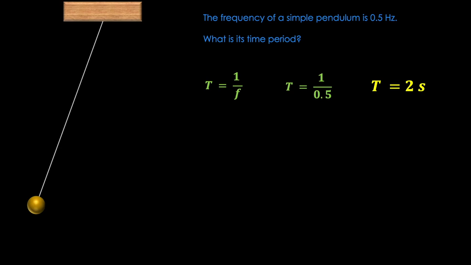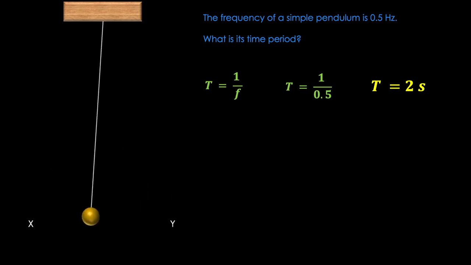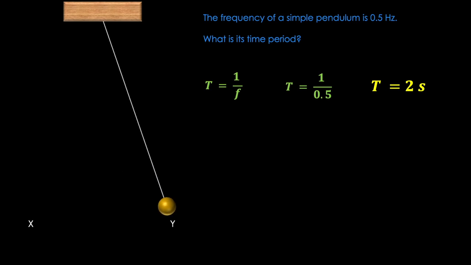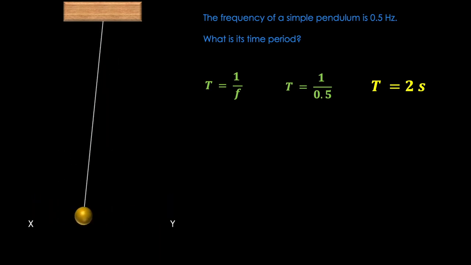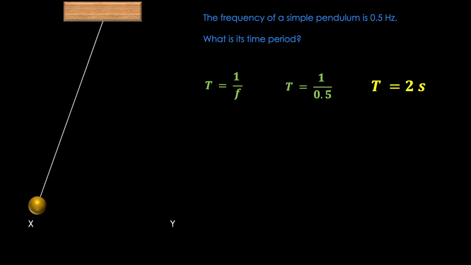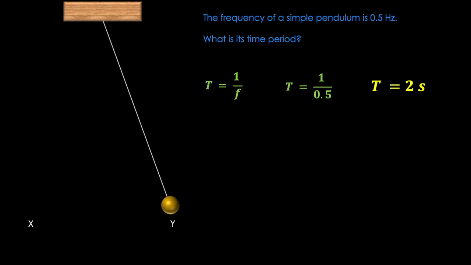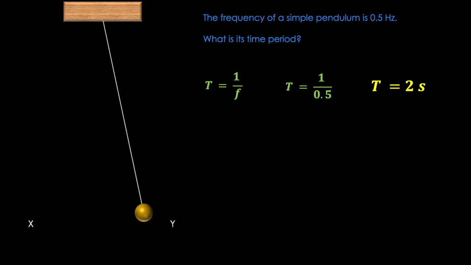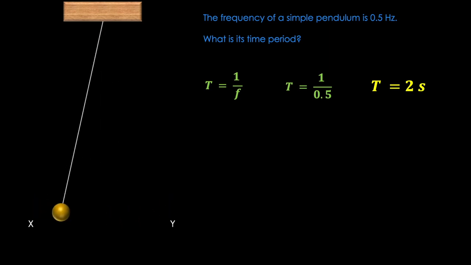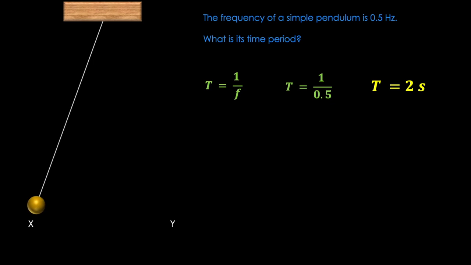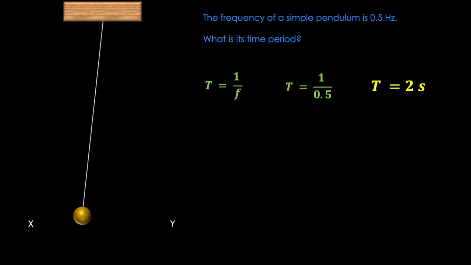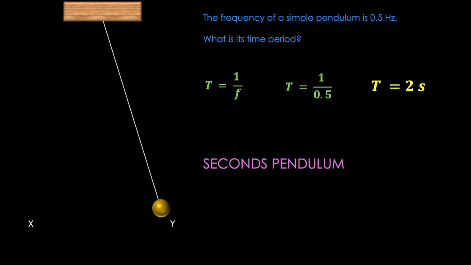and we allow it to swing between the positions x and y, the time period of 2 seconds means that the pendulum takes 2 seconds to go from x to y and then return back to x, which means that the time taken for the pendulum to go from the extreme position x to another extreme position y is equal to 1 second. Now such a pendulum whose time period is equal to 2 seconds is called the seconds pendulum.